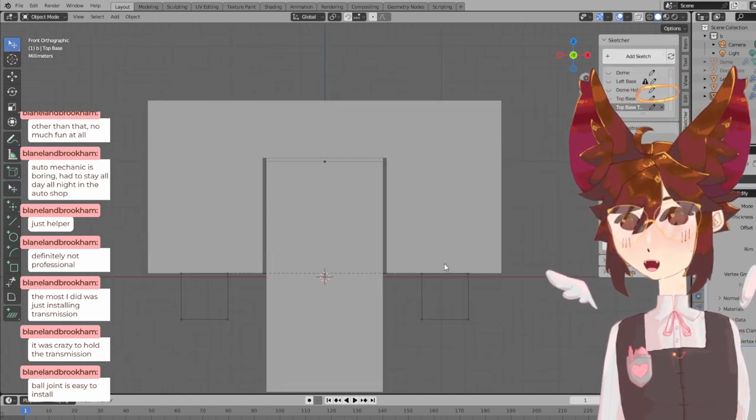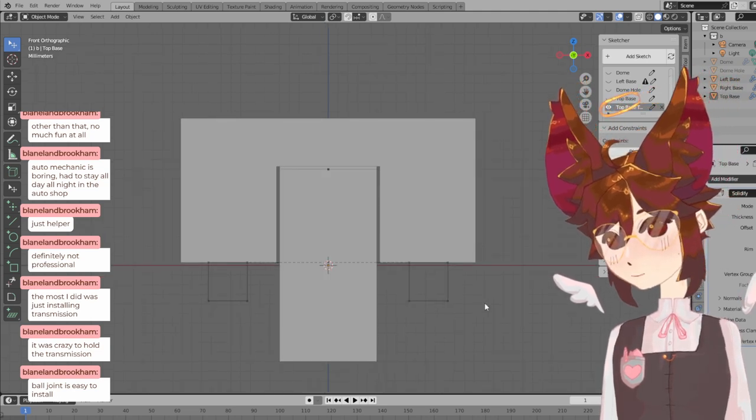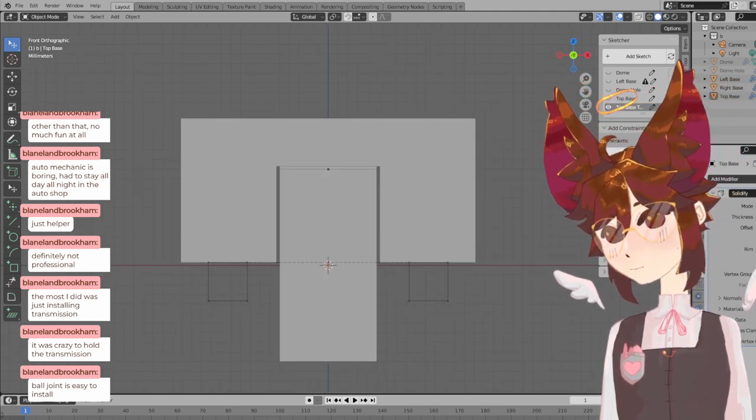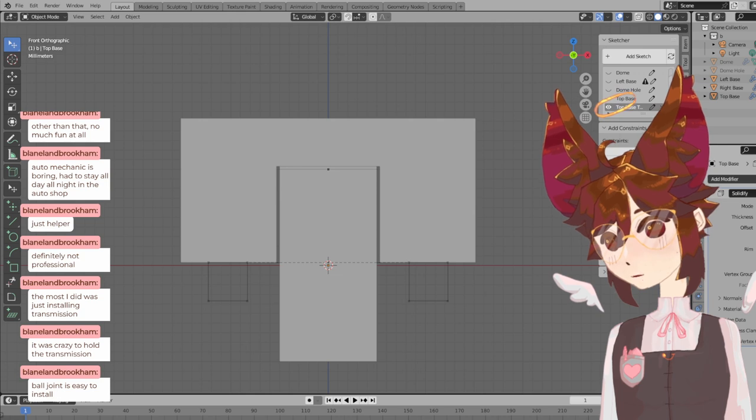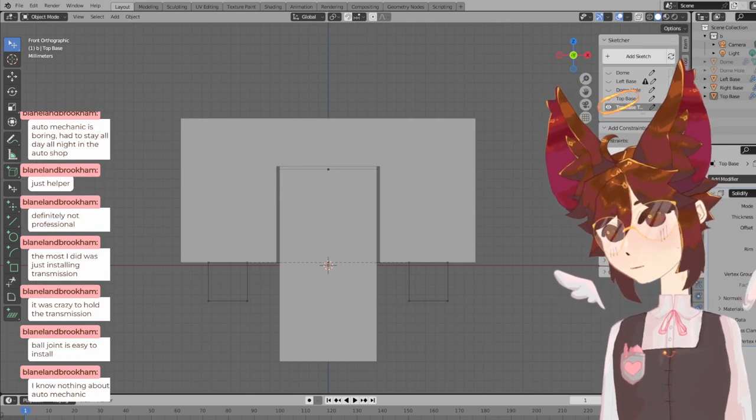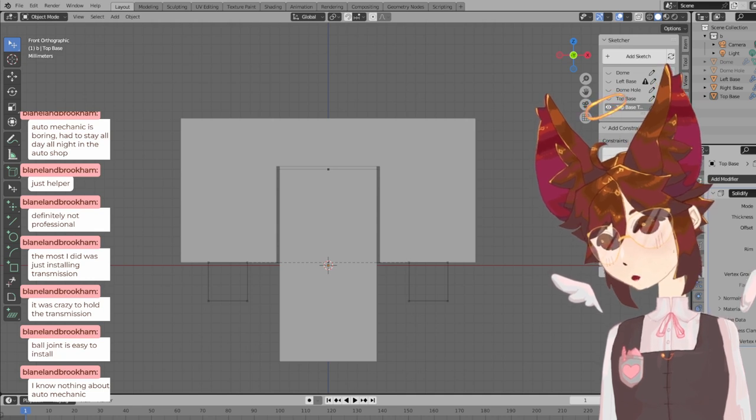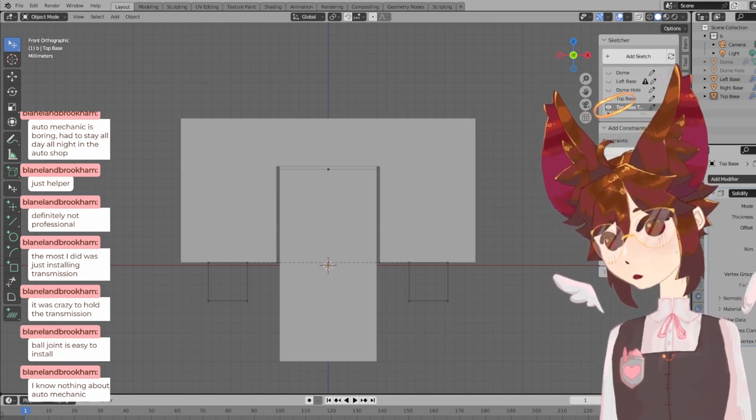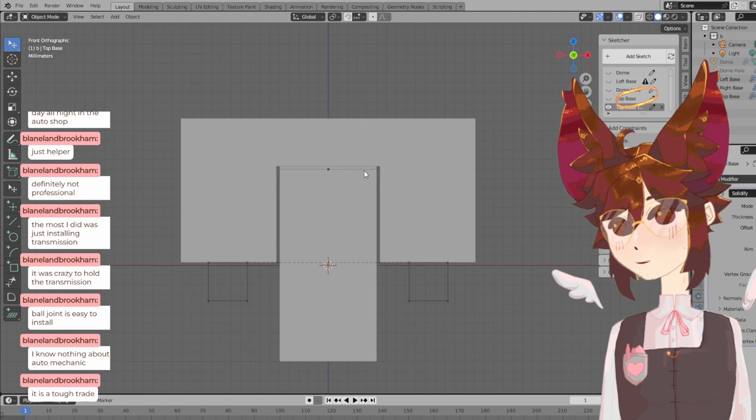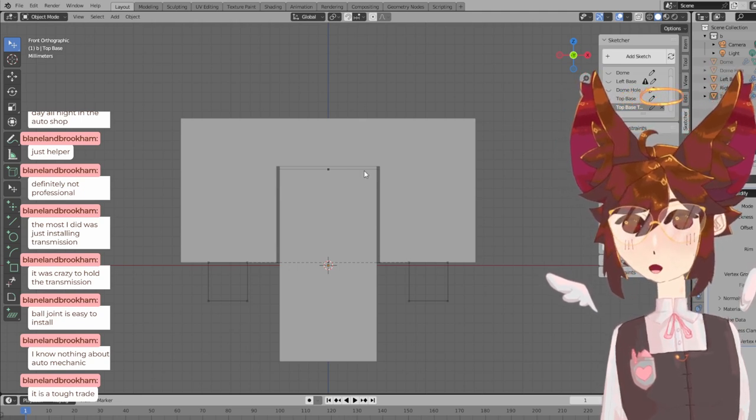That was a lot of tenon. I actually don't know which one is which. Wait. Which is the mortise? And which is the tenon? The mortise is the hole, and the tenon is the piece going into it. It's a tough trade.